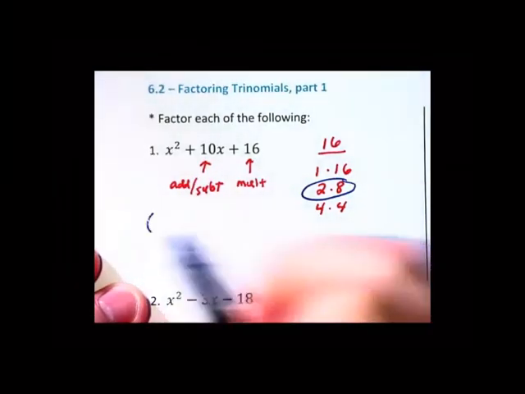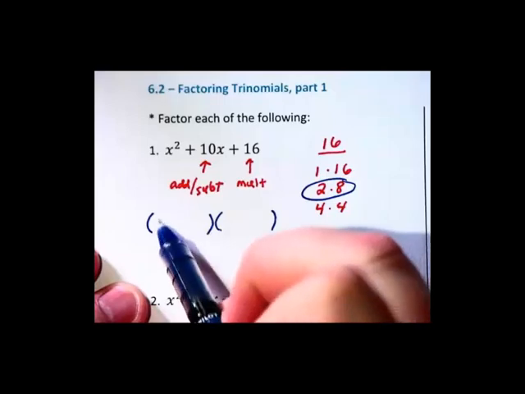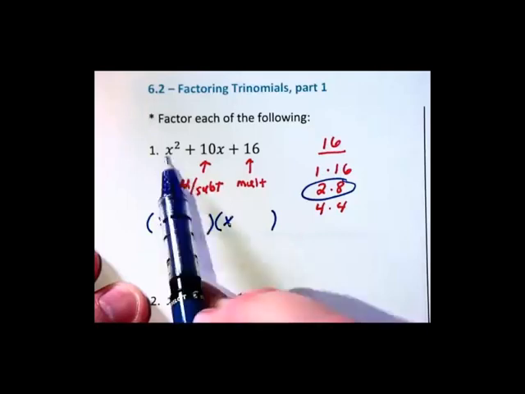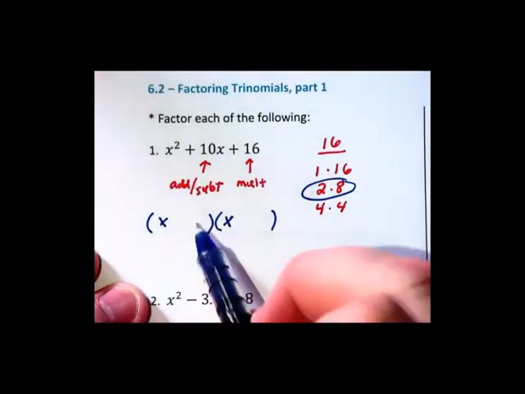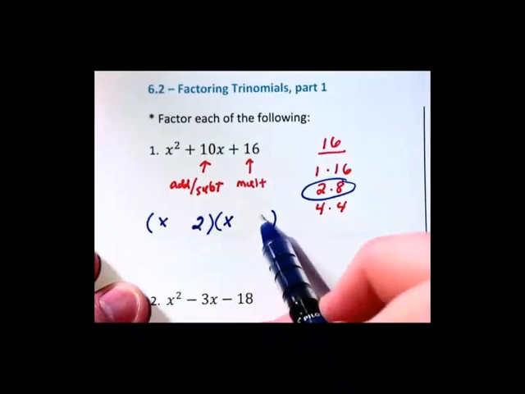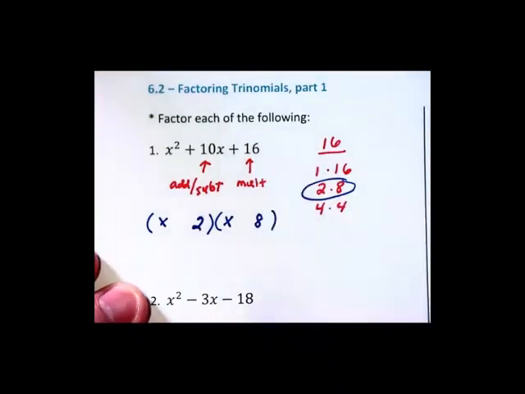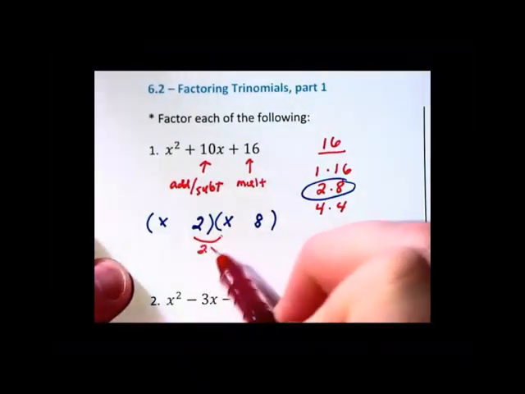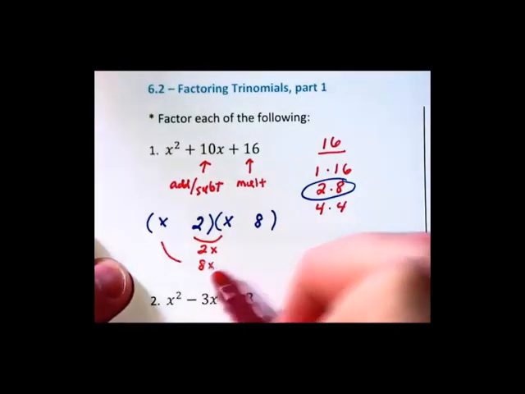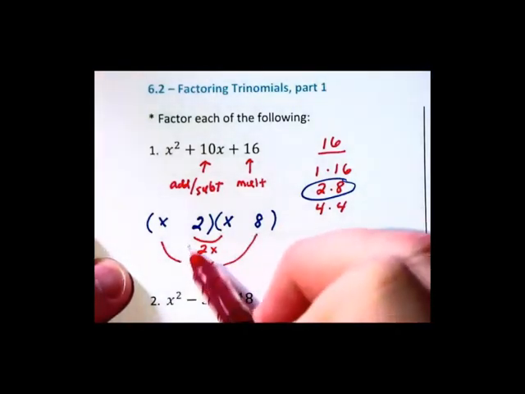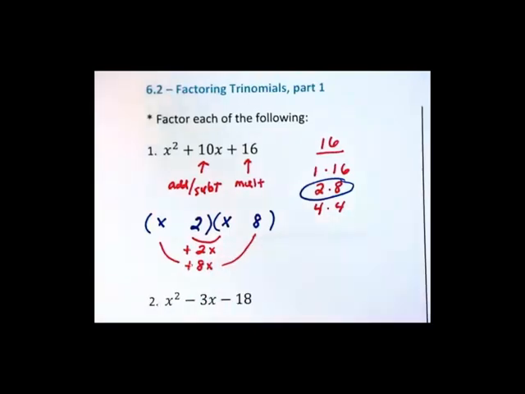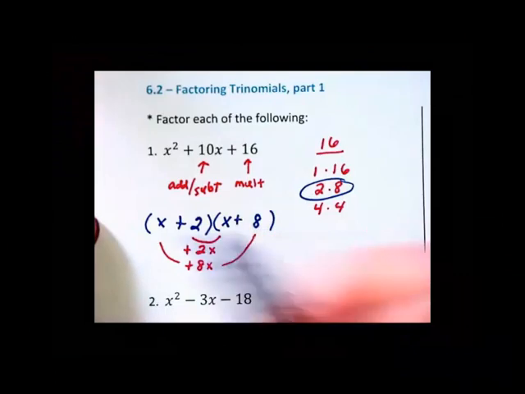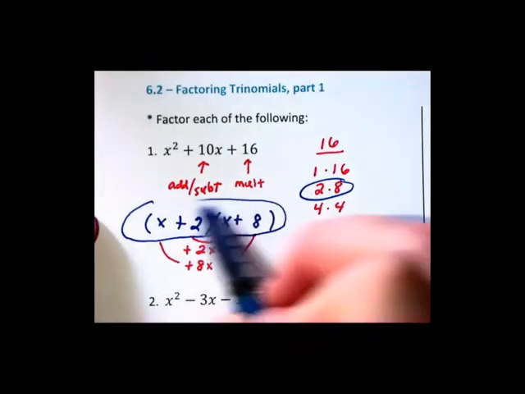So we factor this into two parentheses, putting an x at the beginning of each parentheses. In this way, x times x will create the x squared. Then, at the end of the parentheses, we're going to have 2 times 8. 2 times 8 will make that 16. Checking these two middle terms, we're going to have 2x in the middle and 8x on the outer edges. And we want these to add up to 10x, and that will be the case if both terms are positive, which tells us to put a plus in each parentheses. So this becomes our answer.